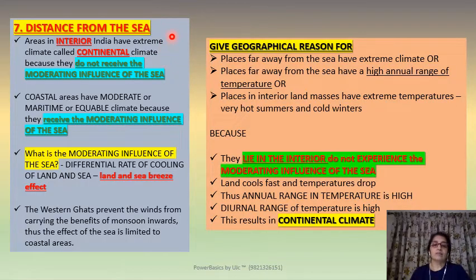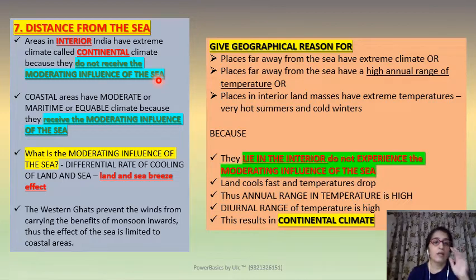Let us look at one more reason. Distance from the sea. Areas in interior India have extreme climate, called continental climate. Why? Because they do not receive the moderating influence of the sea. These five words are important: moderating influence of the sea. This is again and again repeated in the "give the reasons for" questions.